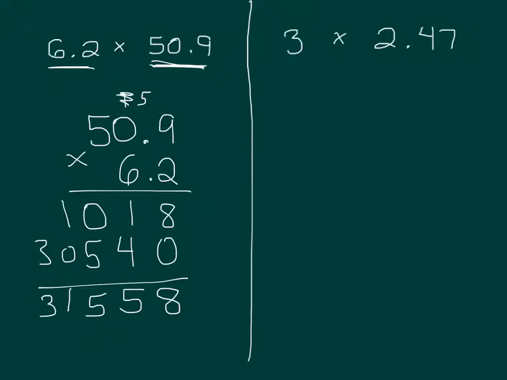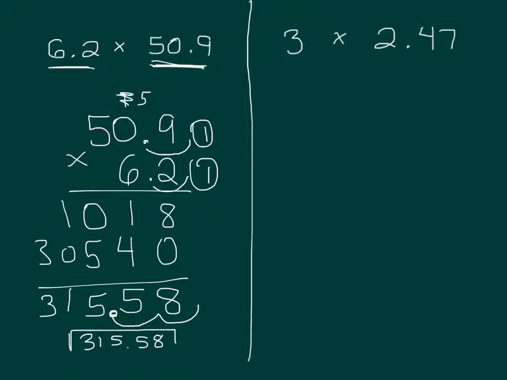So I look at the top factor, and the top factor has 1 decimal place, and the bottom factor has 1 decimal place. So there's 1 decimal place from the top and another from the second. Altogether, that's 2 decimal places. So in my answer, I need to move it over 2 decimal places. 1, 2. And now I've got my answer, 315 and 58 hundredths.